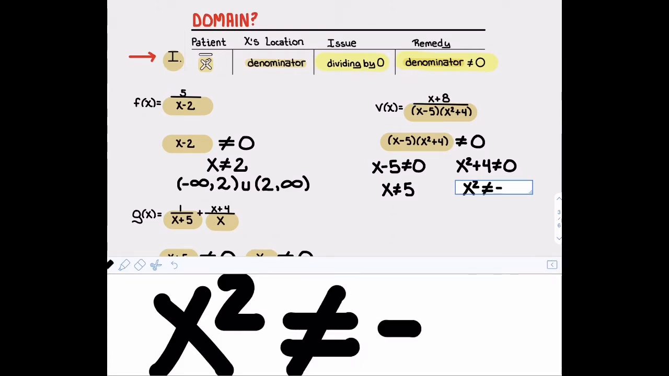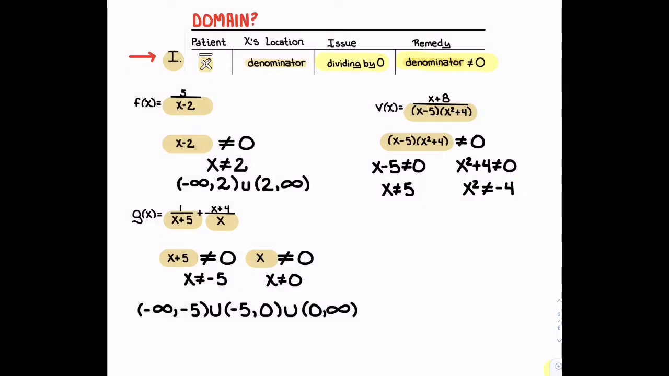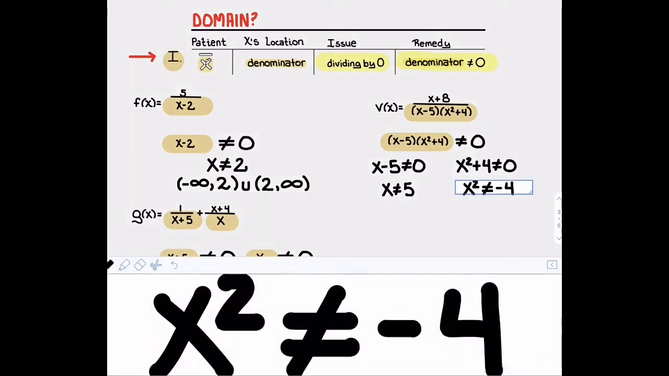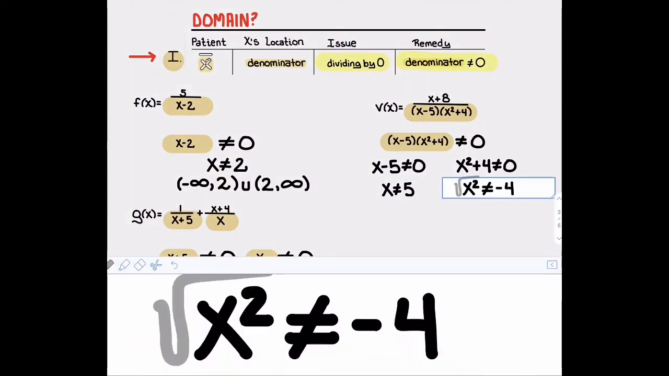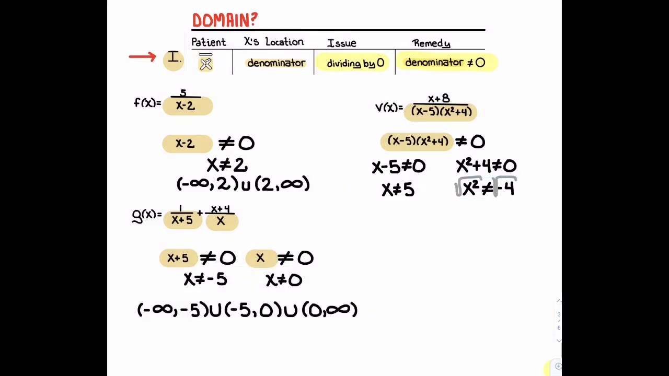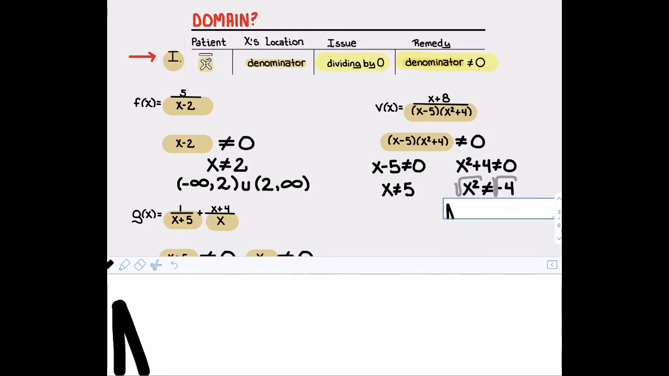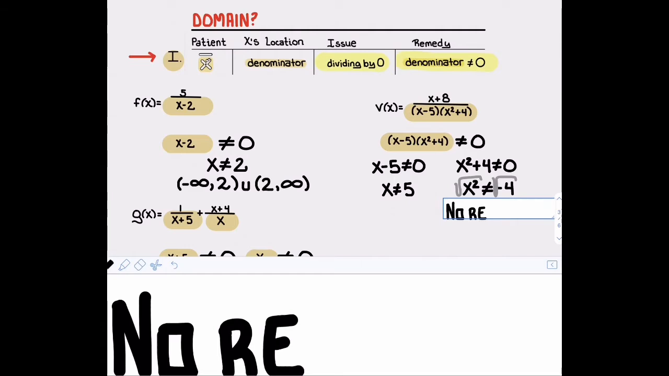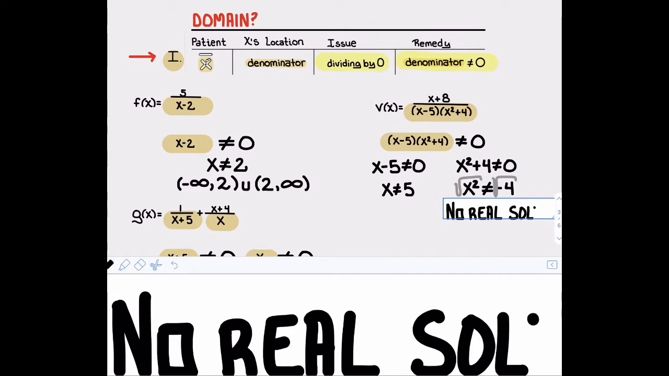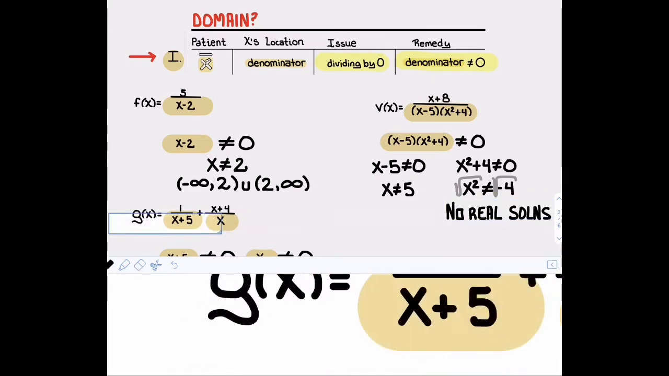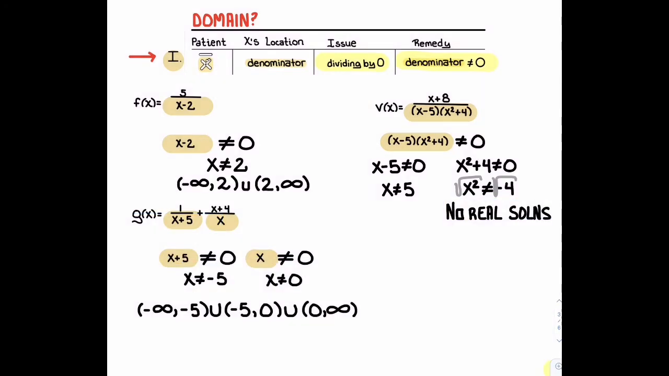And then we want to take the square root of both sides. But when you go to square root both sides, you're taking the square root of a negative, and those are imaginary numbers. Those are not graphable. Those are not real solutions. So we don't have any numbers that we can choose off of the number line to put into x squared plus 4 to make that piece equal 0. So this equation doesn't give us any numbers to leave out. So all we want to do is not use the number 5.